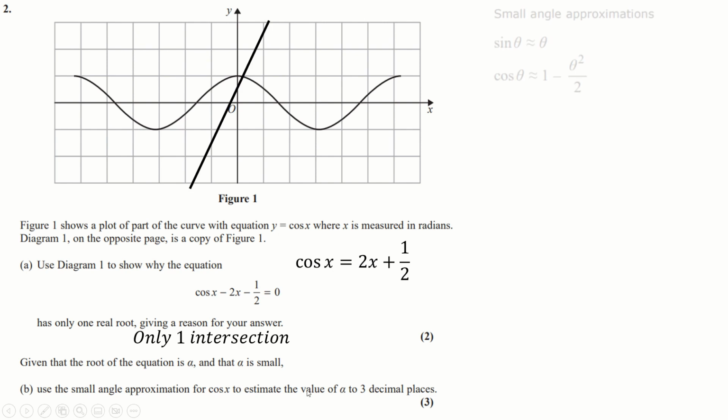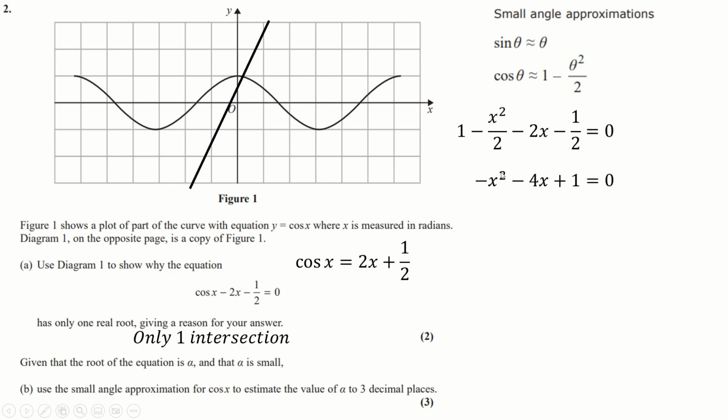Small angle approximations are in the formula book. Here they are. So cos is this one. So we're going to replace this cos here with this, and just with an x there, obviously. Going to double this and stuff, and we get this. And then our calculus will give us some answers. That is here. And now we've already argued that this only has one solution.